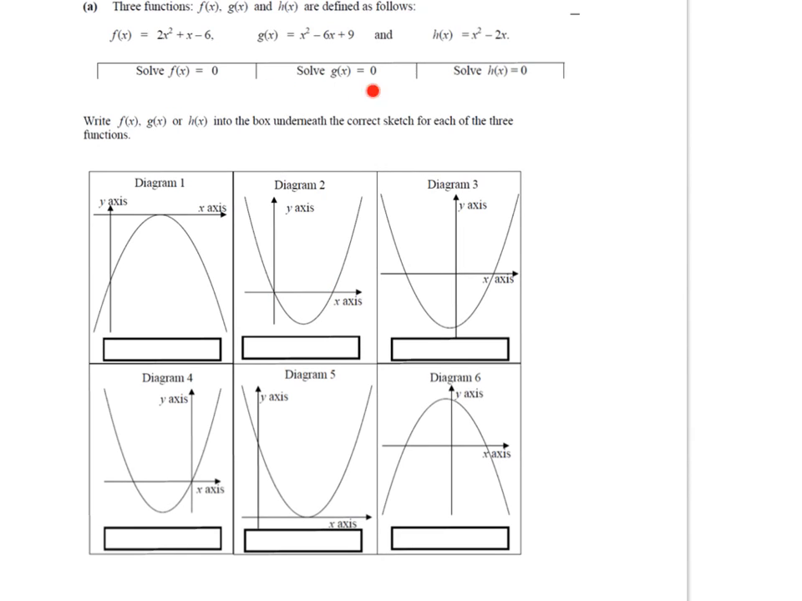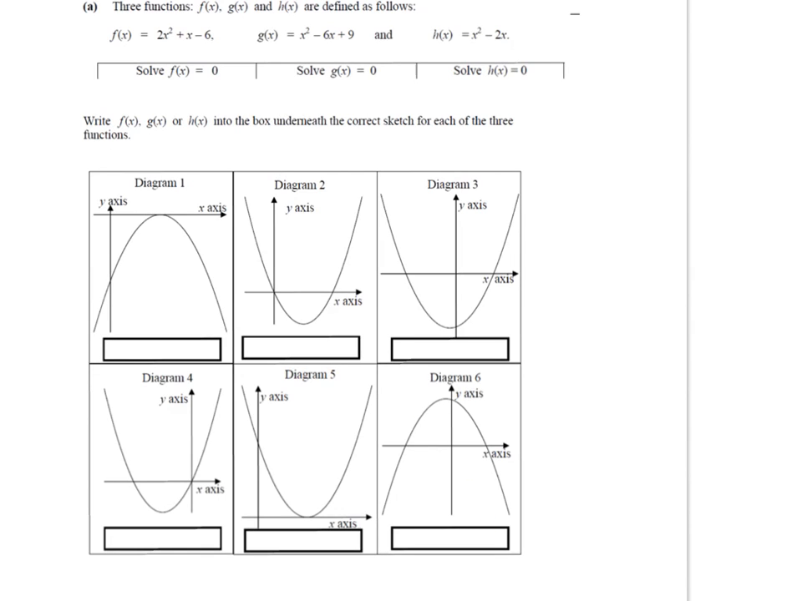So you need to do that for these 3 functions, but we're not really interested in that right now. We're more interested in trying to match up these equations with the graphs below. So the first thing you should note is that they're all quadratic functions because they all have the highest power of x of 2, and they're all positive x squared. So remember what that means. They should all be U-shaped. So straight away we can rule out this one, this graph, and this graph.